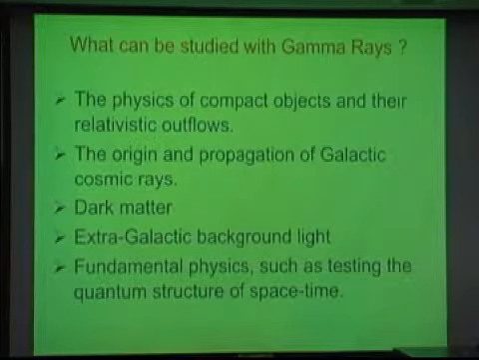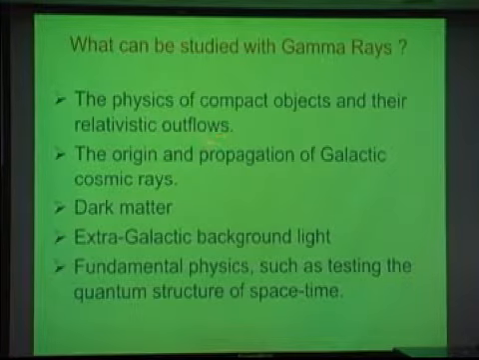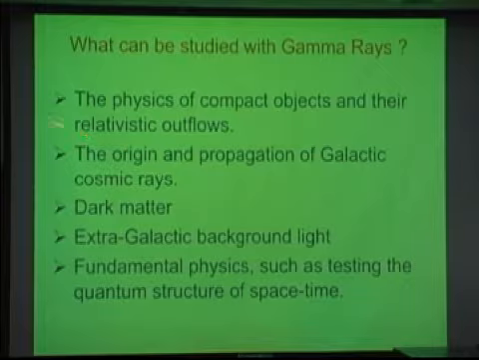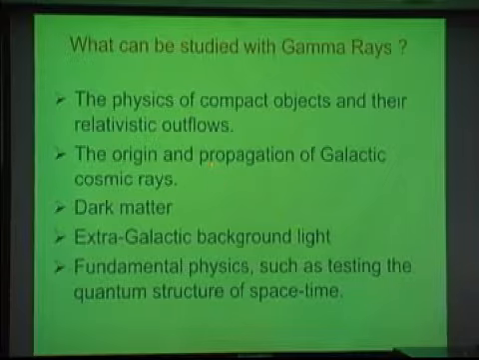So what can you study with gamma rays? Here's some broad categories. Compact objects and their relativistic outflows. I'm going to go through a list of those. Perhaps the origin and propagation of galactic cosmic rays, because where cosmic rays are being accelerated, you're probably producing gammas as well.